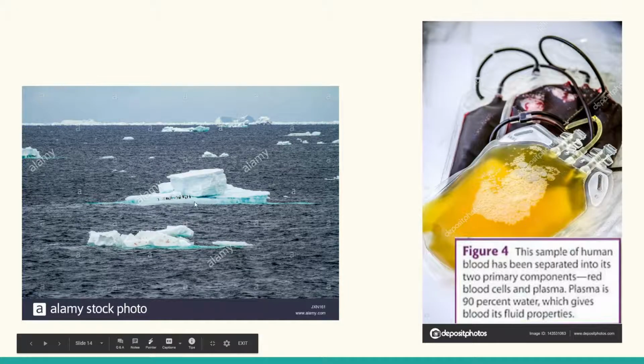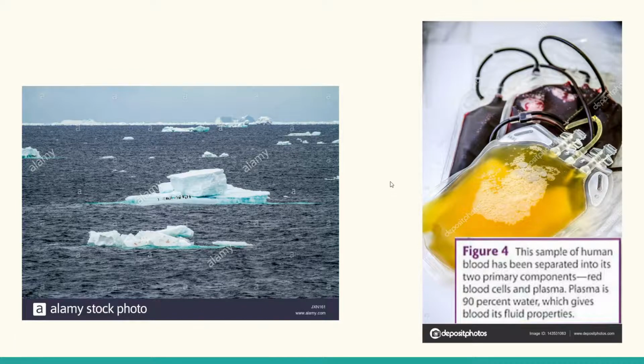Here we see icebergs and little penguins chilling. And here we see blood separated into plasma and red blood cells.